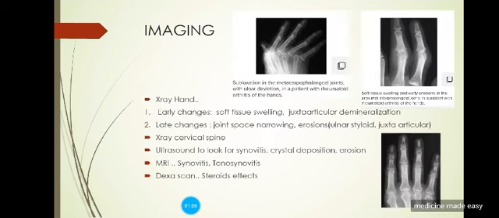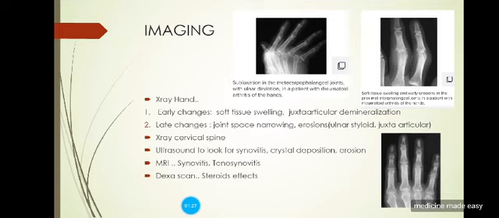Autoimmune profile, as we are dealing with rheumatology, so ANA, RA factor, and anti-CCP antibodies. These are important. Then along with laboratory, we can go for the imaging, X-ray hand, X-ray cervical spine, and ultrasound to look for any synovitis, any crystal deposition or erosions. MRI can also be done. If the patient is already on treatment and to look for the effects of steroids, we can go for DEXA scan.